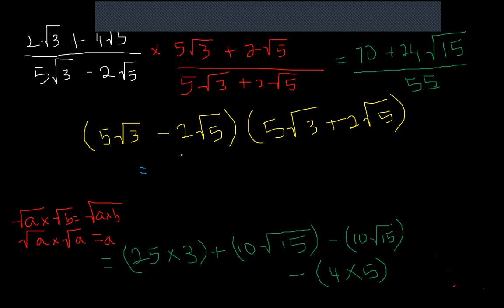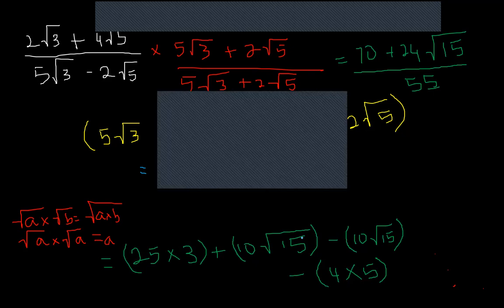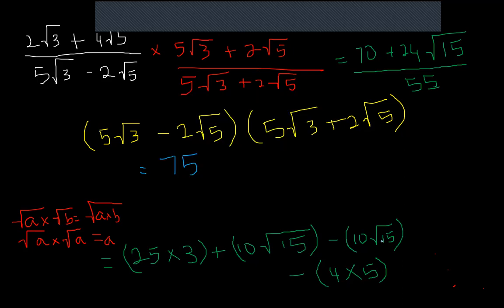So 25 times 3, that's 75. We said that these would cancel. You need me to show you why they cancel? Yes or no? The 10 root 15 minus 10 root 15. Yes, no?